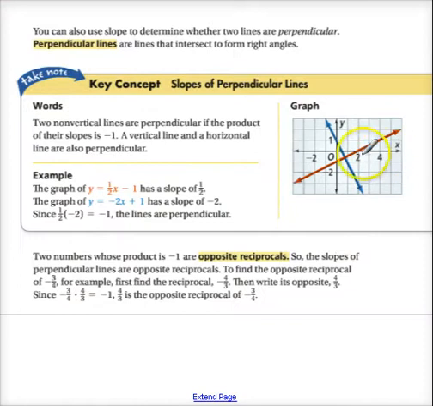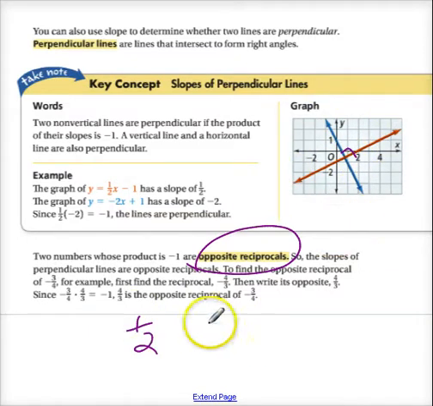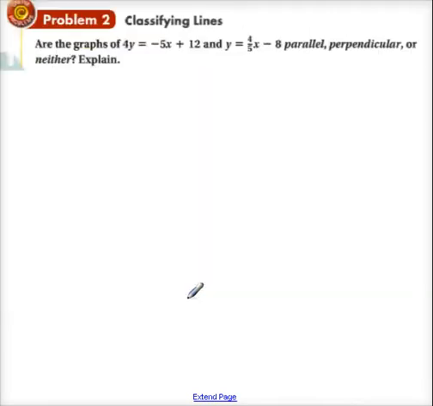Perpendicular lines that intersect at a 90-degree angle, their slopes are opposite reciprocals. For example, if the slope of my red line here is 1/2, the slope of my blue line is the opposite reciprocal. You flip the numerator and denominator and you make it negative. Or if it already was negative, you'd make it positive. So this would be the slope of one line, this would be the slope of another line. Okay, so those are the important things about parallel and perpendicular.